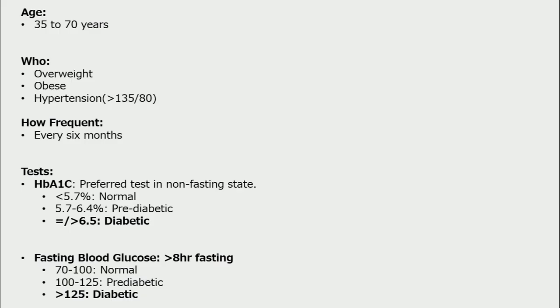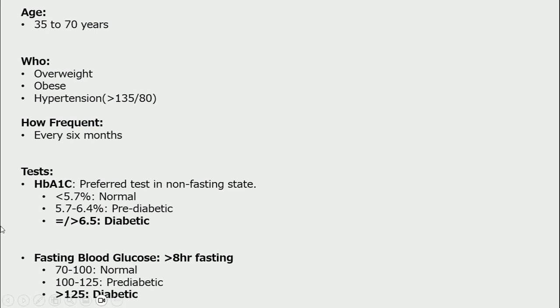So diabetes screening is done almost in the age of 35 to 70 years, and there are some criteria for the screening. We usually screen patients who are overweight, with BMI of 25 or more, or obese, with BMI of 30 or more, and with a history of hypertension like 135 over 80. We usually screen them every 6 months. We have different types of tests like A1C, fasting blood glucose, oral glucose tolerance test, or random blood glucose.